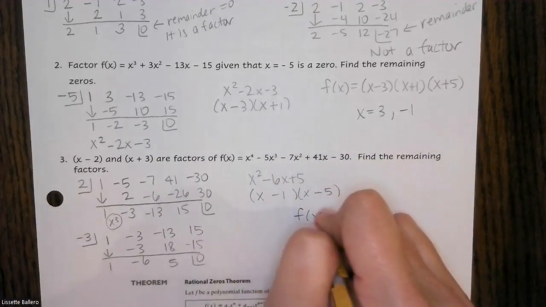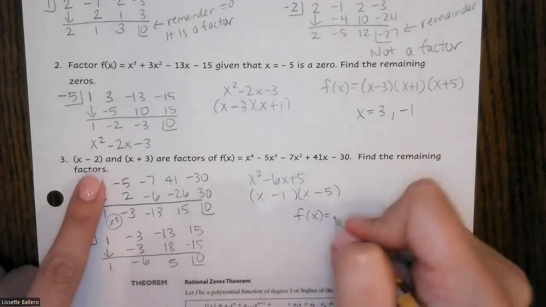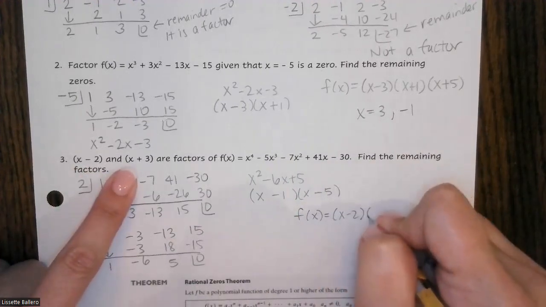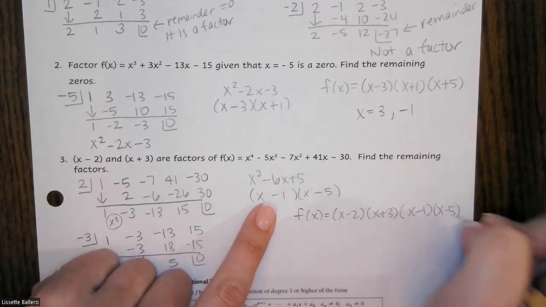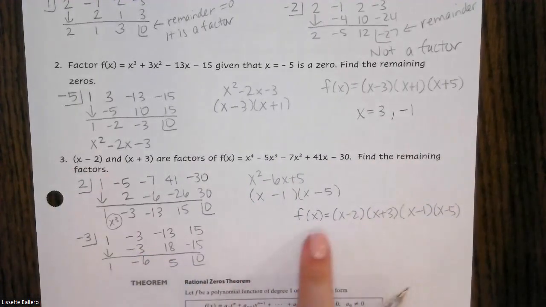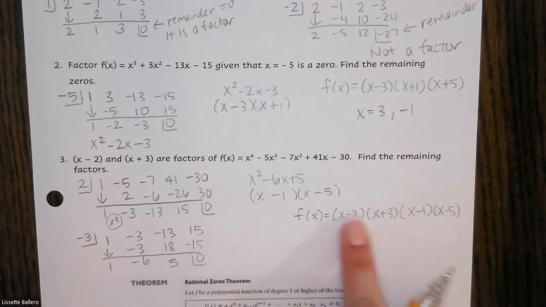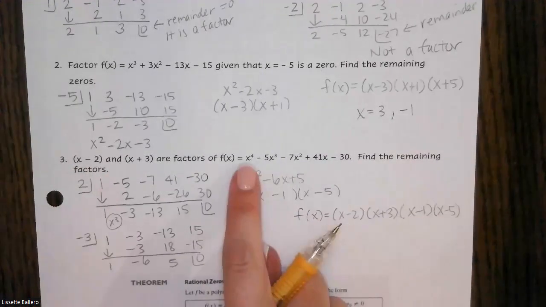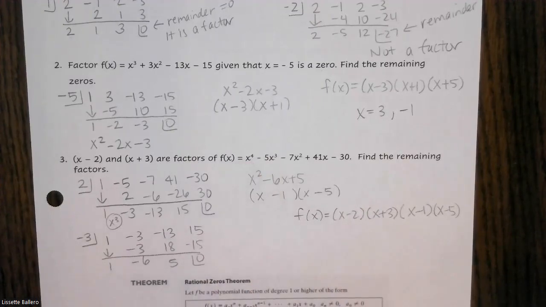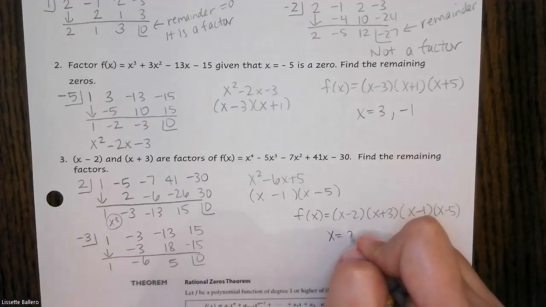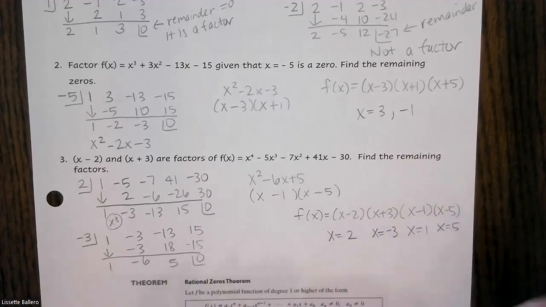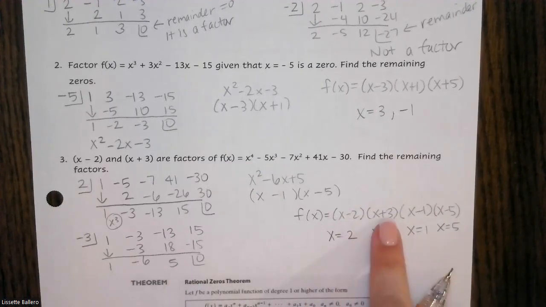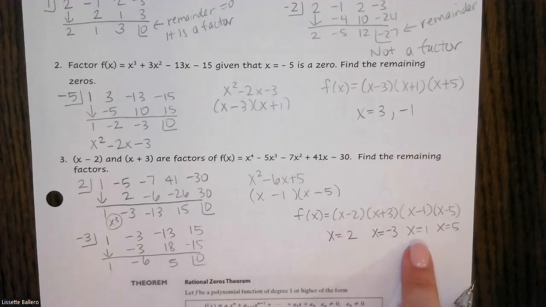All right, so for our complete factorization, I need all of the factors. So they gave us x minus 2, they gave us x plus 3, we just found x minus 1, and we just found x minus 5. This would be the entire factorization. If I multiplied x times x times x times x, I would get that x to the 4th. And then if we wanted to go further and get our zeros, then we find what makes them 0. And so we've got 2 would be my first one, -3 would be my second one, 1 would be my third one, and 5 would be my fourth one.